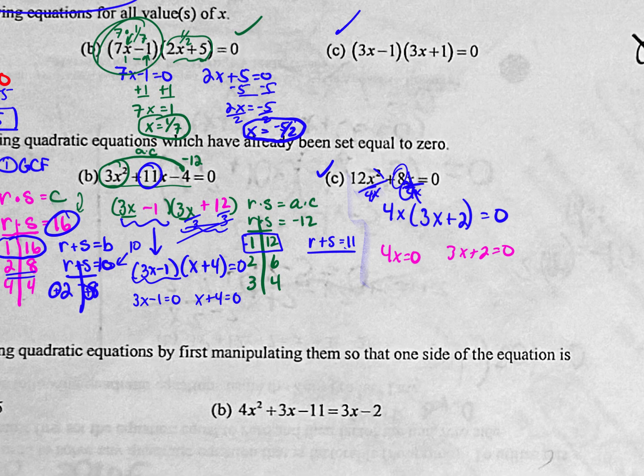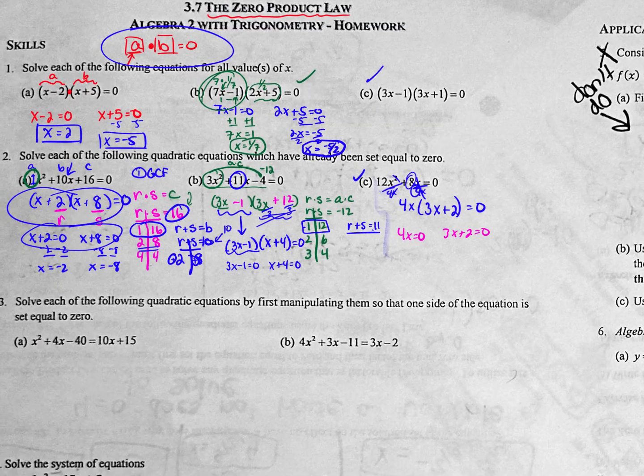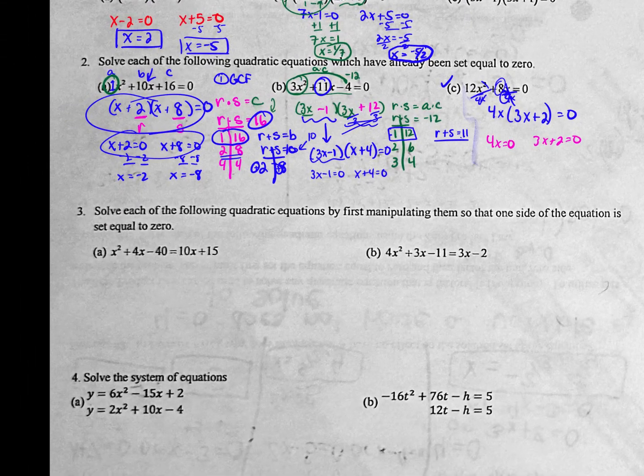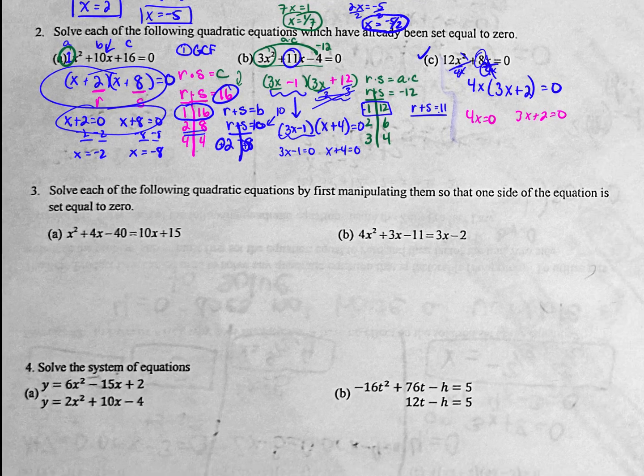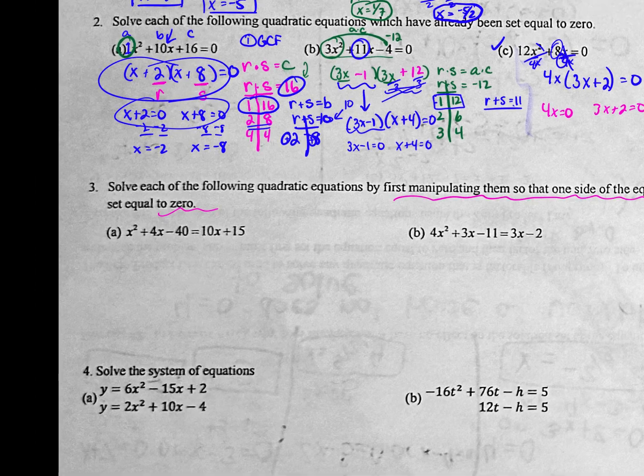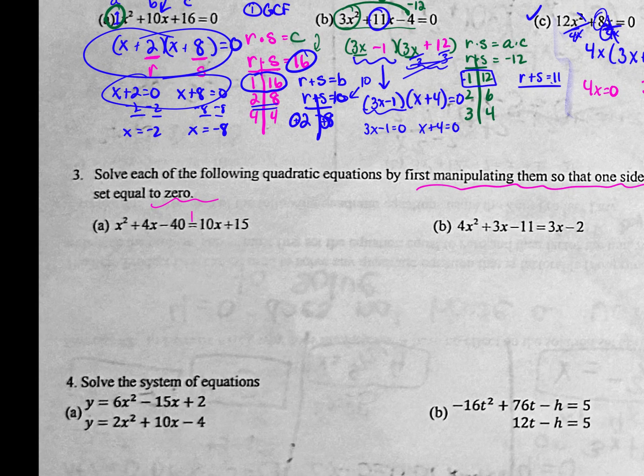All right, so that kind of is it in a nutshell. Factor them, set each factor equal to 0. This first step, manipulating them so you get one side of the equation equal to 0, just means get your terms all on the left or right side, and then do exactly what we're doing up here. Factor it and set the factors equal to 0.